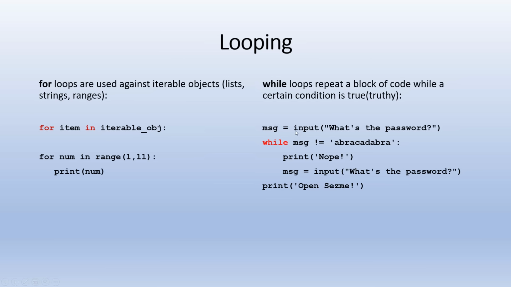My example here is I've created a variable asking for user input, what's the password? The while loop comes in here. While the message does not equal the string abracadabra, print no, and then reprint what's the password. So this will recycle over and over again until you type in the word abracadabra. Once you have typed abracadabra, the condition resolves to false, so it'll kick out of the while loop and then print open sesame. So that's for loops and while loops.